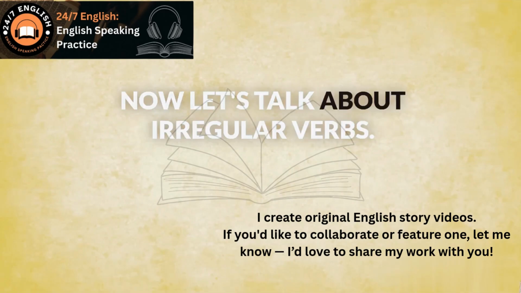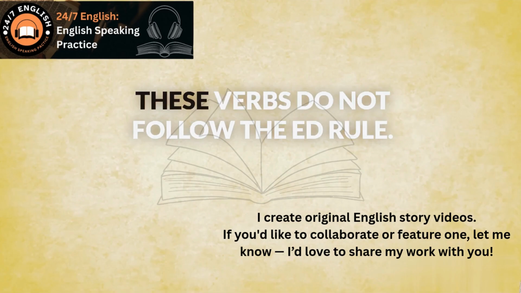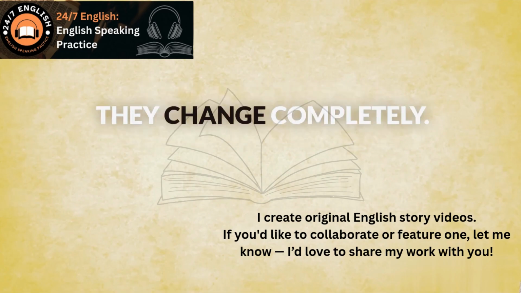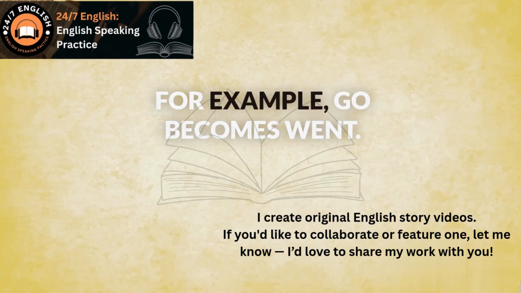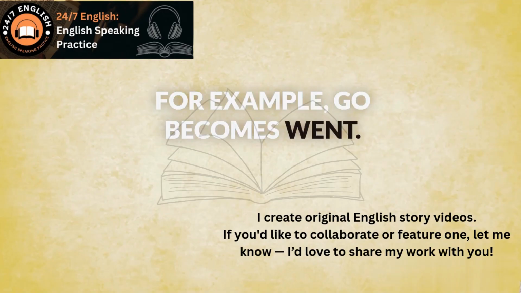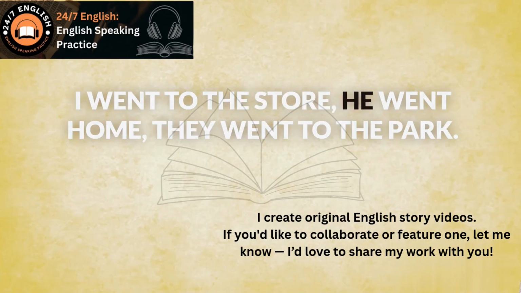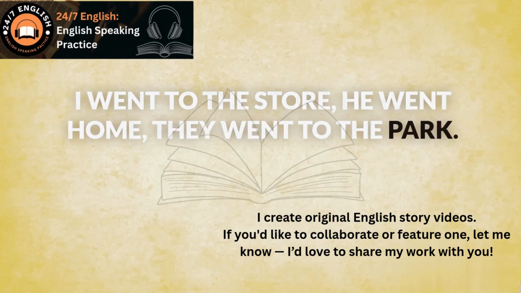Now, let's talk about irregular verbs. These verbs do not follow the -ed rule. They change completely. For example, go becomes went. I went to the store. He went home. They went to the park.